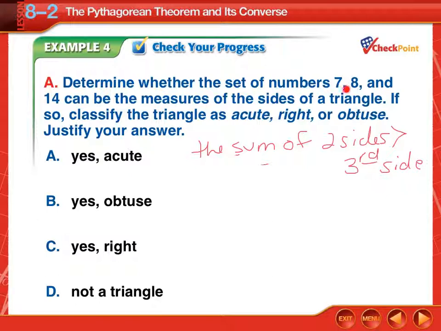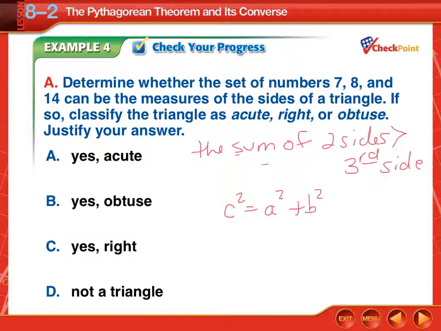So if we look here, 7 plus 8 is greater than 14. 15 is greater than 14. 14 plus 8, of course, is greater than 7. And 7 plus 14 is greater than 8. So this is definitely going to make a triangle. Let's see what type it is. We're going to use the converse of the Pythagorean theorem.